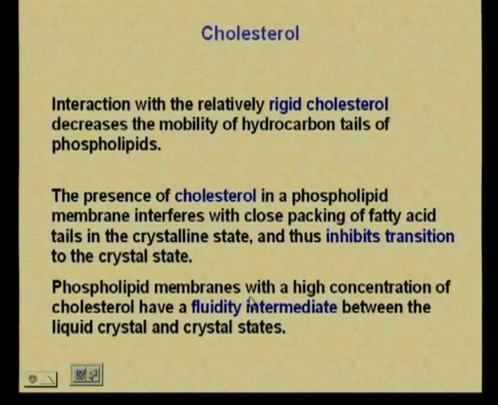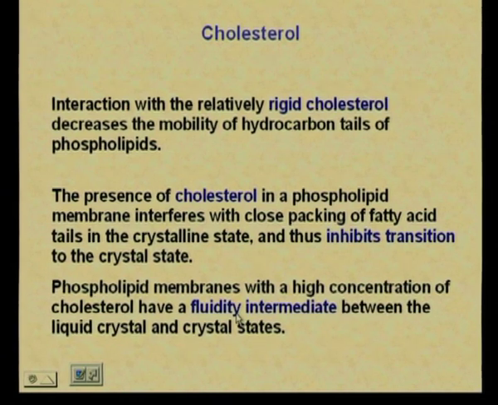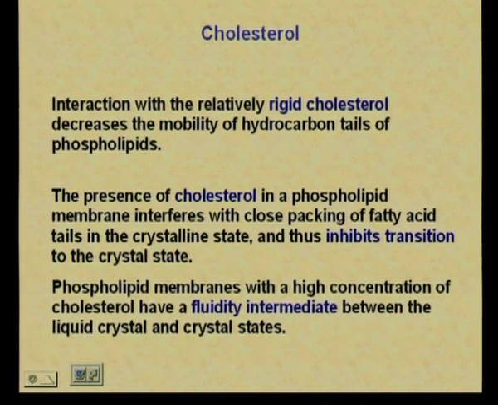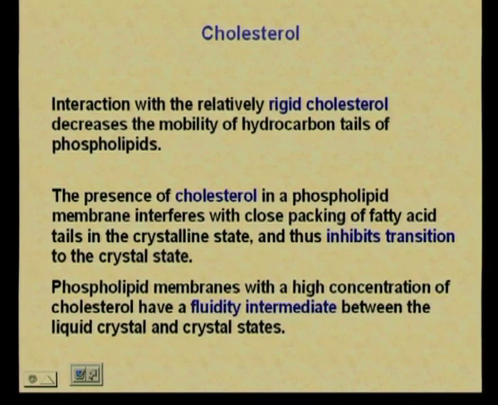So, the phospholipid membranes with a high concentration of cholesterol have a fluidity that is intermediate between the liquid crystal and the crystal states. So, it imparts a rigidity, but at the same time it does not allow the close packing that is there in the crystal state. So, it gives it a fluid intermediate feature that is between the liquid crystal and the crystal state. And why is this happening?